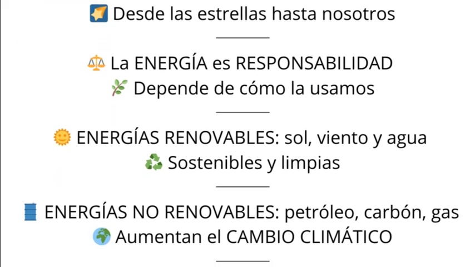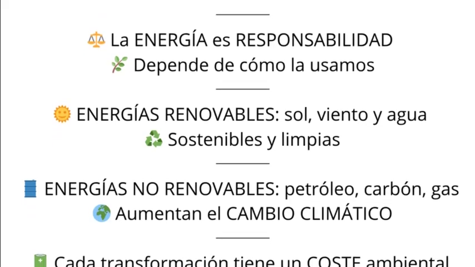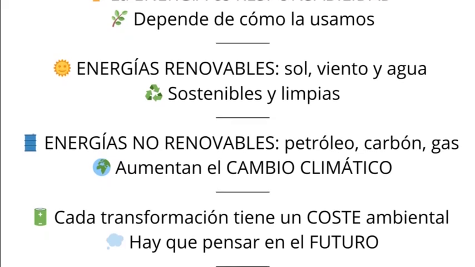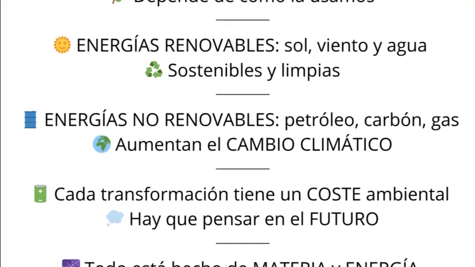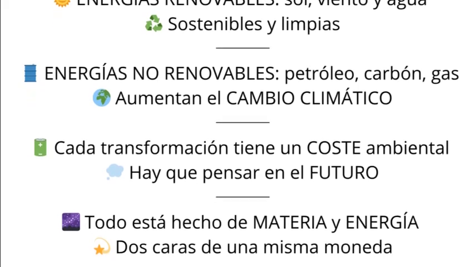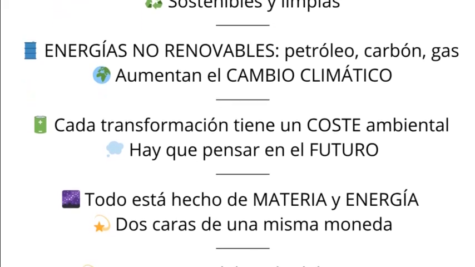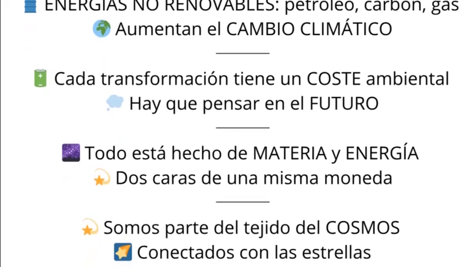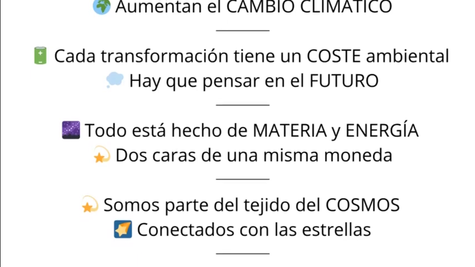And on our planet, it also has direct consequences. It makes us reflect on how we use energy and where we get it from. Renewable sources, such as the sun, wind, and water, harness natural transformations without depleting the planet's resources. On the other hand, non-renewable sources, such as oil and coal, release carbon dioxide and worsen climate change.